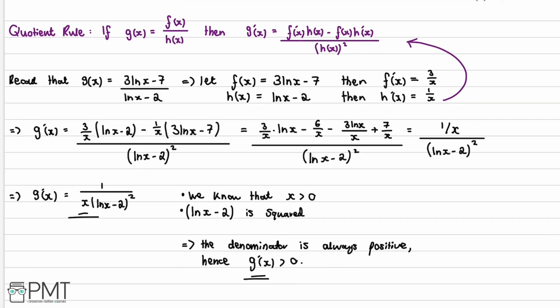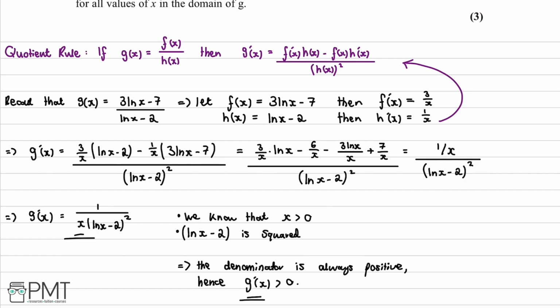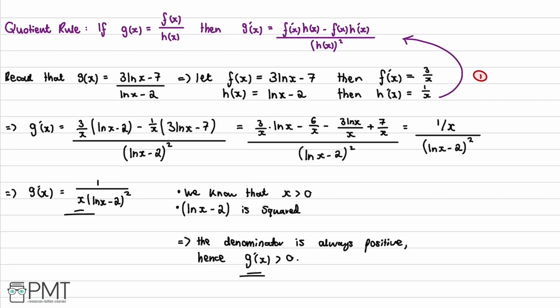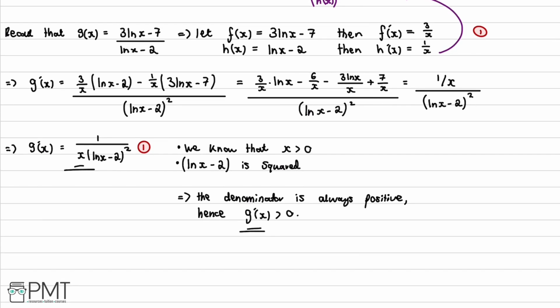So there were 3 marks on offer, and we receive our first mark for attempting to differentiate using the quotient rule. So we'll give ourselves the first mark at this stage here. We then receive the second mark for differentiating correctly, and we then receive the third and final mark for having this concluding statement about why the derivative of g of x is always positive, and therefore we've completed this question.